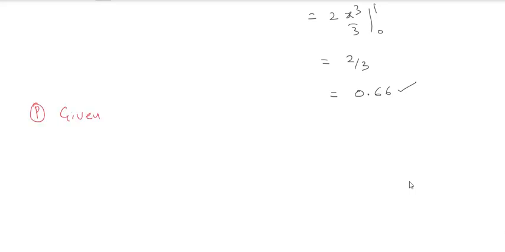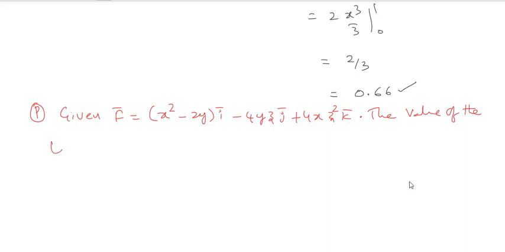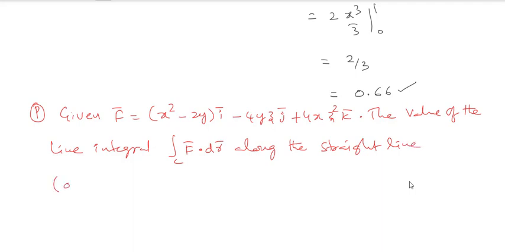Given f bar is equal to (x square minus 2y) i bar minus 4yz j bar plus 4xz square k bar. The value of the line integral over C of f bar dot dr bar along the straight line from 0, 0, 0 to 1, 1, 1 is dash.